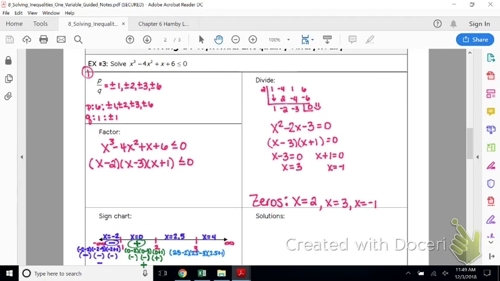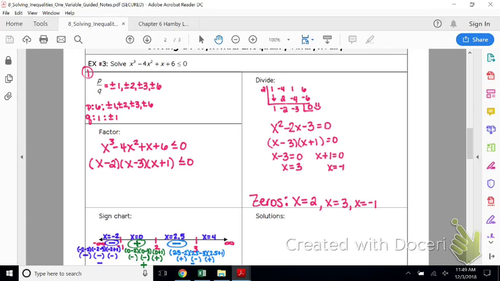What's 2.5 minus 2? Positive or negative? Positive. 2.5 minus 3? Negative. 2.5 plus 1? Positive. And what is a positive times a negative times a positive? Negative. So I know that all the numbers in that interval are going to be negative.